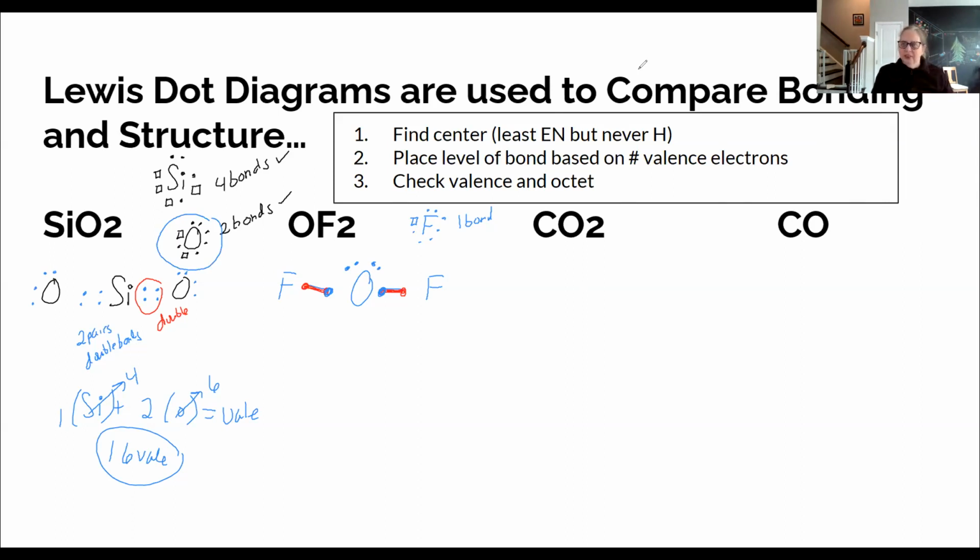Check every time or you're going to miss your lone pairs. Fluorine has 1, but he's supposed to have 7. So I'm going to add 6 more. So if you check this down here, 1 oxygen and 2 fluorines, to get your total valence electrons, 1 times 6 plus 2 times 7 is 20 valence electrons. Then you won't get lost here because you count up all these and you come up with 20.